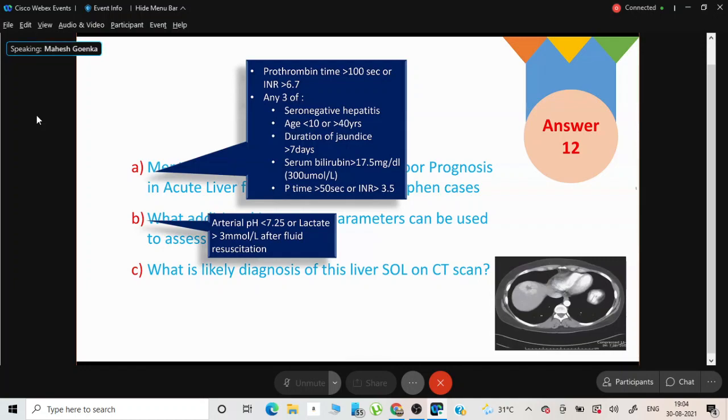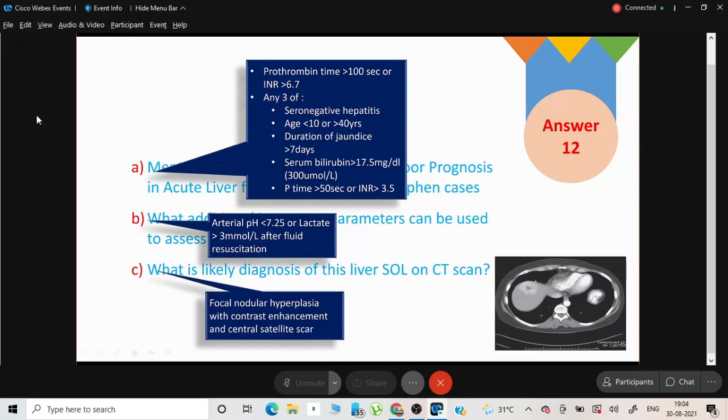And this is a classical picture of focal nodular hyperplasia, where you have contrast enhancement in the periphery and the central part is a satellite scar. Now, if somebody is given this picture, you may confuse it with hemangioma, which in one of its stages enhances from periphery to center. I think the examiner would have planned that if somebody writes hemangioma also, you may get some points out of it. So that was it.